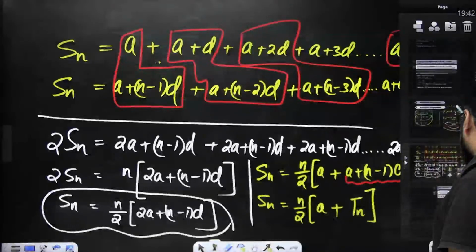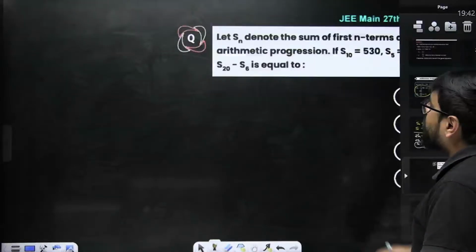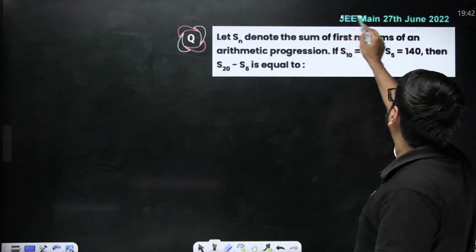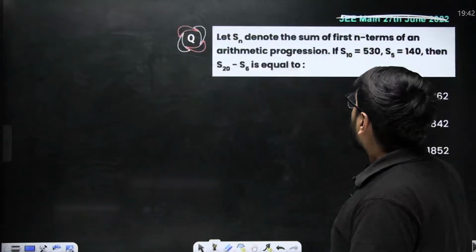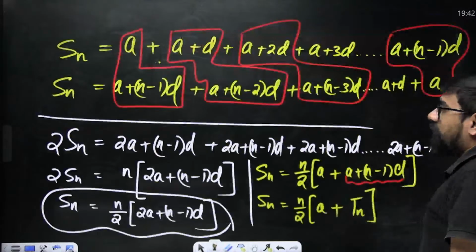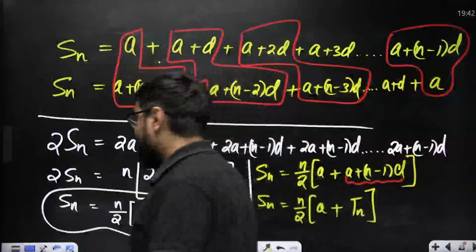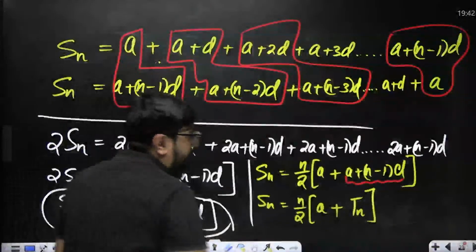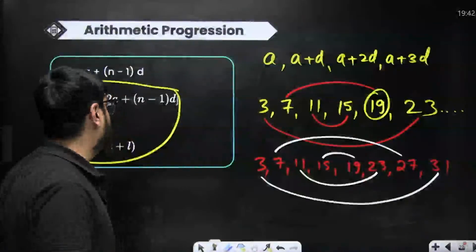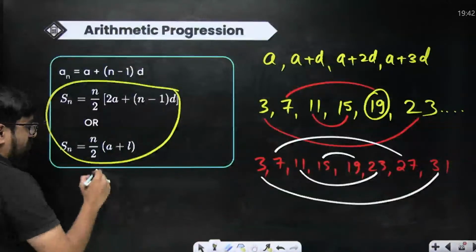And then comes a question. Try this. This came in Mains. Now, for this question, one more piece of information you'll require. Sir, what? One more thing we need to observe about AP.